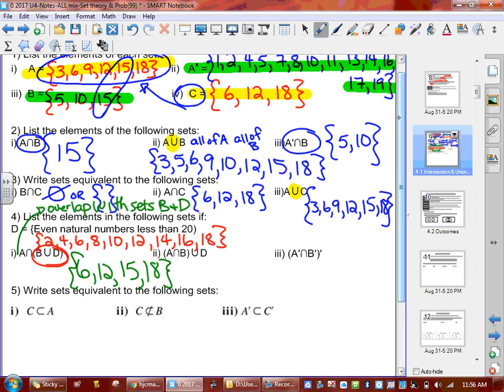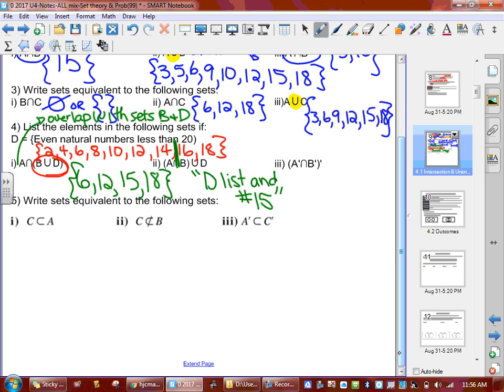Okay? So this guy would be D list and number 15. I'm just not writing it down. I don't have space. Okay, so in brackets you would write all of this D list and you would put the 15 in between the 14 and 16. They have to go in numerical order. Okay? The next one looks a little silly. Look at all them prime ticks.